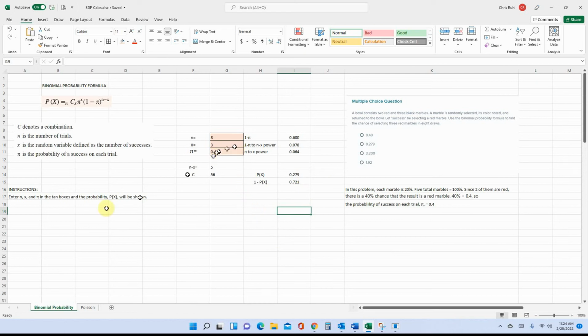So the way this is set up, over here are the instructions. Enter n, x, and pi in the tan boxes, and the probability P of x, and also 1 minus P of x will show up over here. So you should be able to use this for any of your problems related to binomial probability. And I'm going to be sending this out.